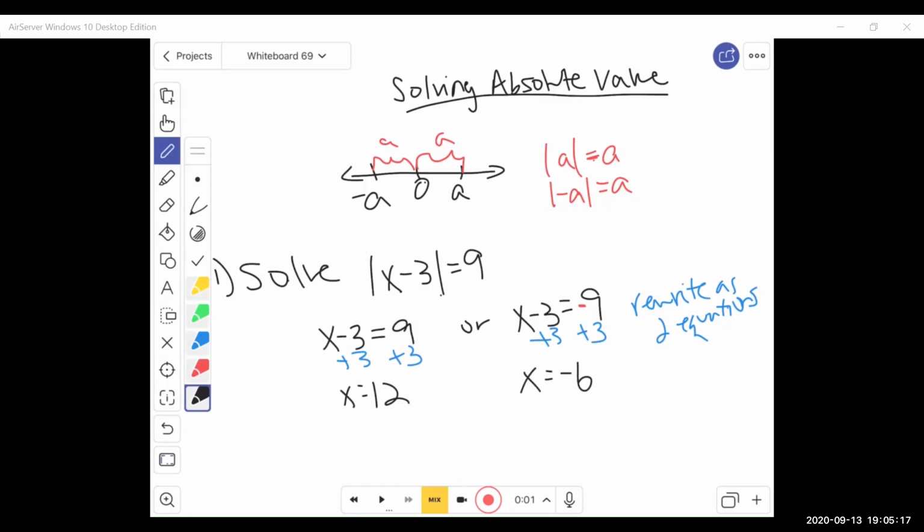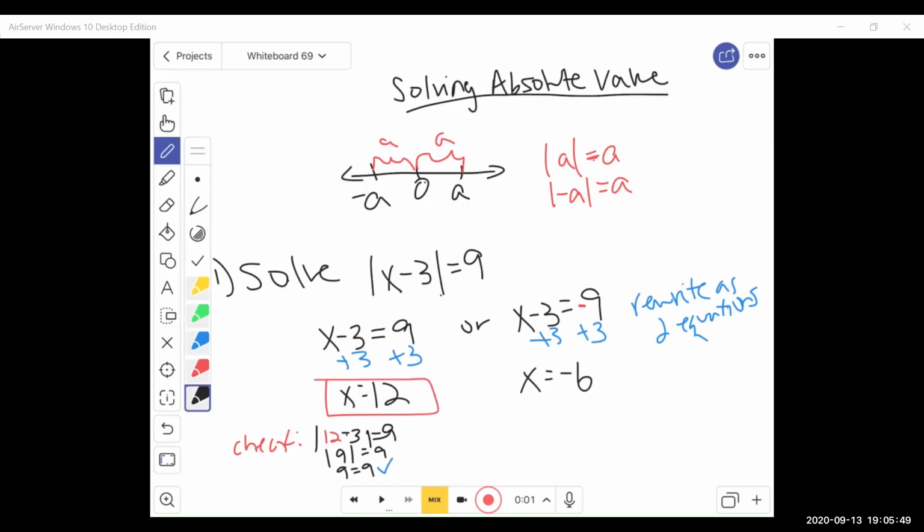Before we box our answers, we should always check. So how do we check? We check by plugging into the original equation. My original equation is the absolute value of x minus 3. Our first x value is 12. The absolute value of 12 minus 3 is the absolute value of 9, which is 9. 9 equals 9. Check, I can box 12.